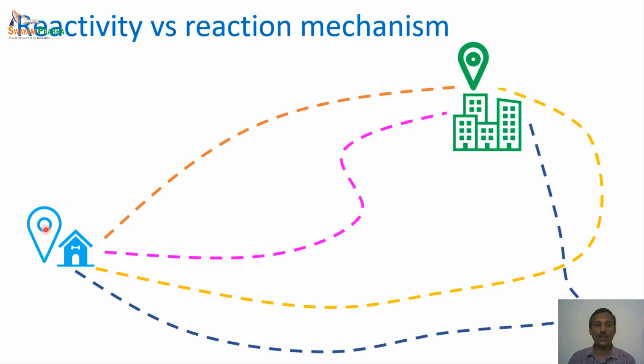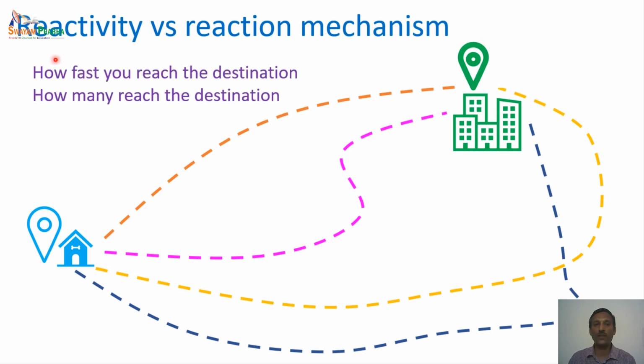So in effect, we start from the same starting material and we end up with the same product. The time taken to reach from the starting material to the end product is related to reactivity. In other words, how fast you reach the destination is what is called reactivity. And how many reach the destination? If there are 10 people starting from here, do all 10 people reach the destination? Based on that we can say the reactivity is very high or very low. Whereas which path they follow to reach the destination is defined by the reaction mechanism.